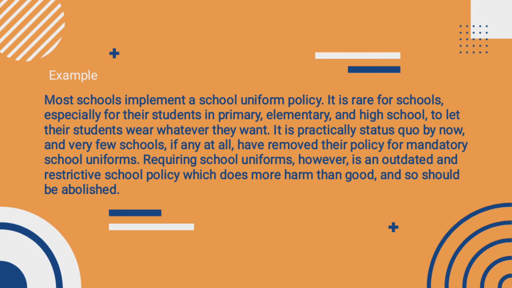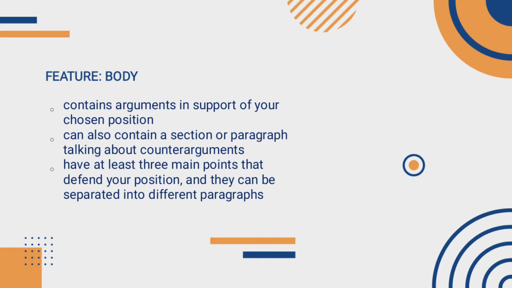And next is the body. The body of your position paper, which should be the longest part of your paper, contains your arguments in support of your chosen position. This is also where your evidence supporting your arguments can be found. The body can also contain a section or paragraph talking about counter-arguments, where you address the point or points of the position of the opposite side and give counterpoints on why you still choose your side.